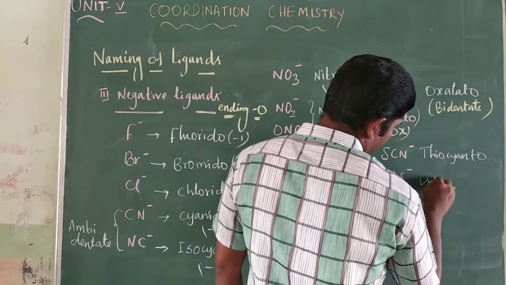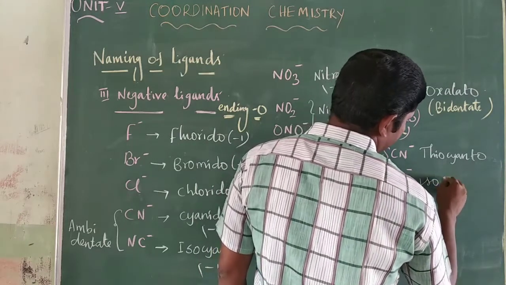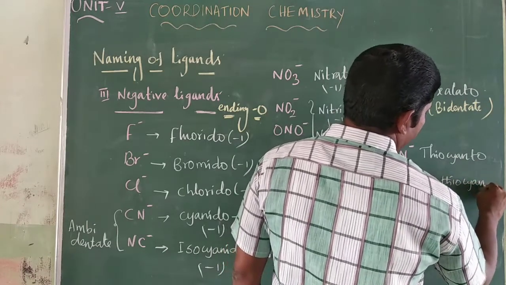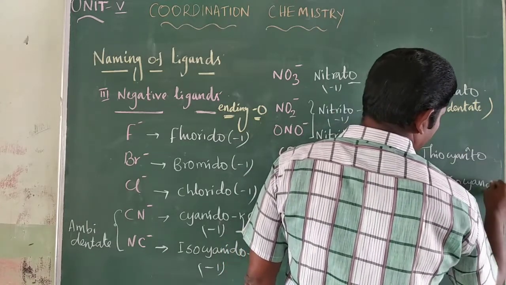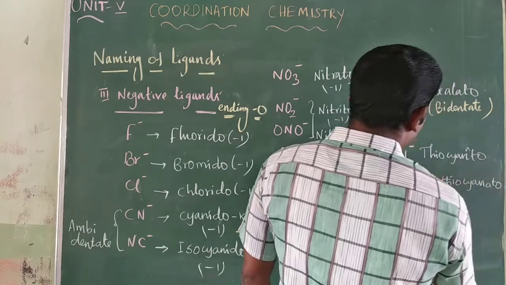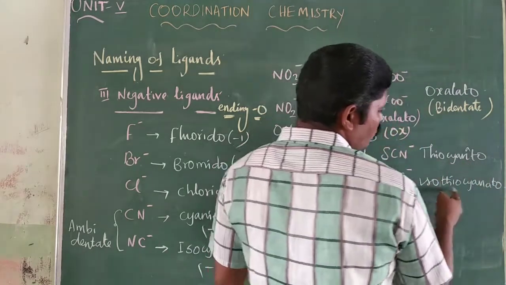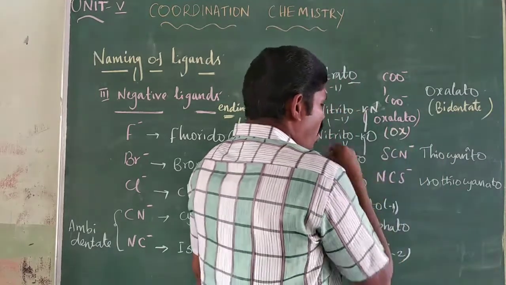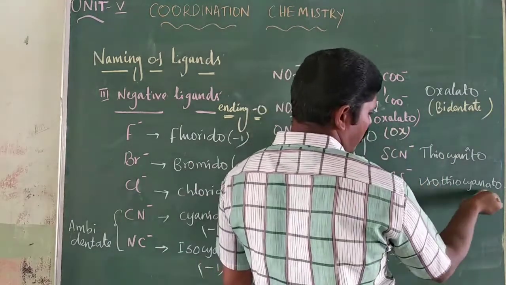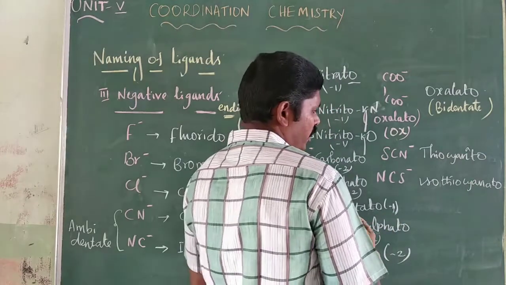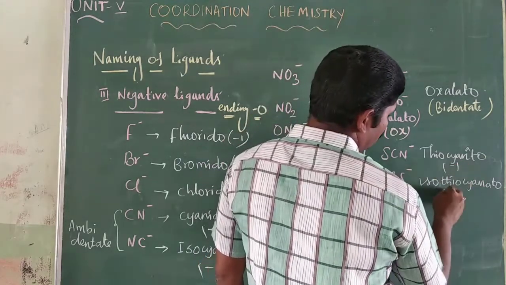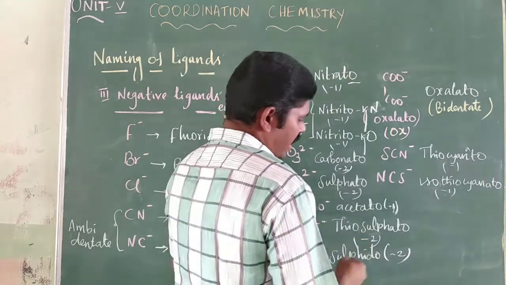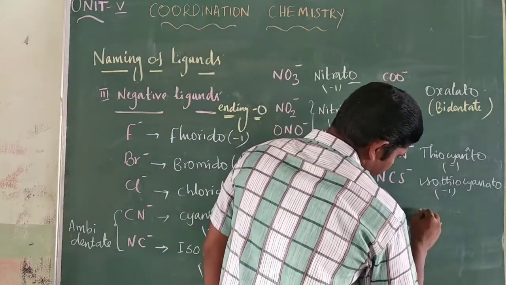Isothiocyanate. So thiocyanido and isothiocyanido, charge minus 1, monodentate ligands, right?